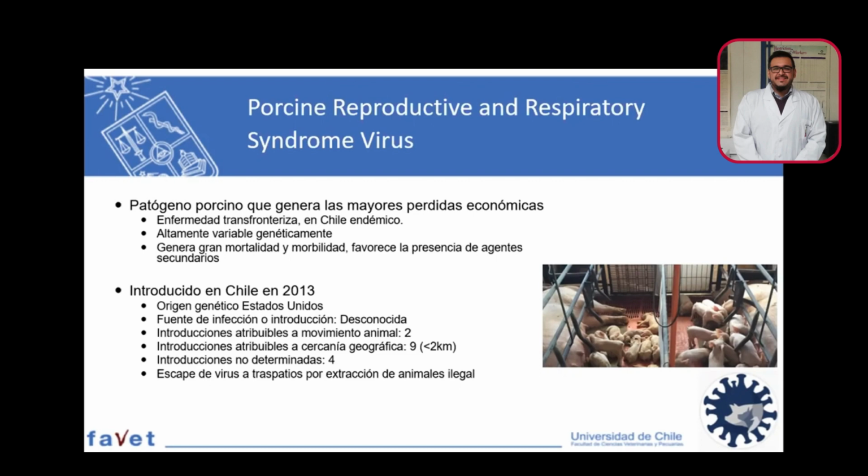The PRRS virus was introduced in October 2013. Its genetic origin, based on these phylogenetic trees we have done, comes from the United States. Therefore, the introduction source is still unknown. Probably we will never know that. But the way it's being transmitted was due to geographic closeness shorter than 2 kilometers, and there were also two introductions that can be attributed to animal movement happening beyond 2 kilometers. There is undetermined introduction, there have been 4, in farms further than 2 kilometers and up to 60 kilometers of distance. And it is possible that virus escape has played a role.